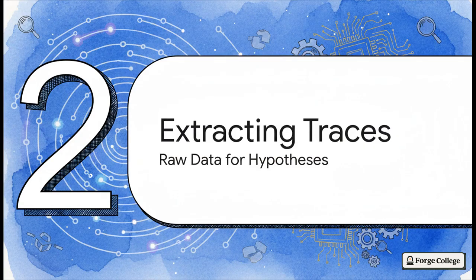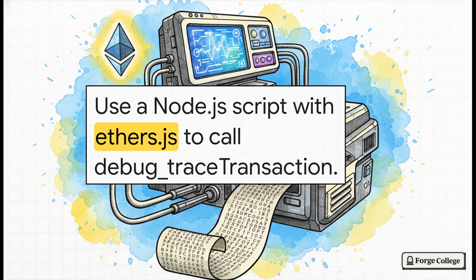Moving right along to Section 2, extracting opcode traces. Now that we've shifted our mindset from vague guesses to concrete hypotheses, we actually need the right tools to extract the raw data and prove those hypotheses. So how do we get this data? Well, we use what I like to call our diagnostic scanner. It's essentially just a minimal Node.js script using ethers.js to call debug_traceTransaction via an RPC endpoint. It's super simple. You just pass in a transaction hash, and the Ethereum node spits out the complete, step-by-step execution trace of exactly what happened under the hood.